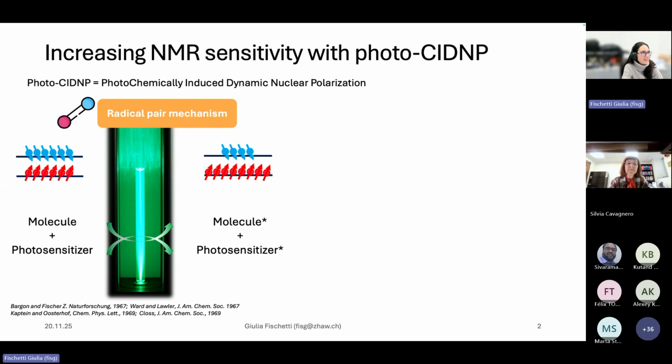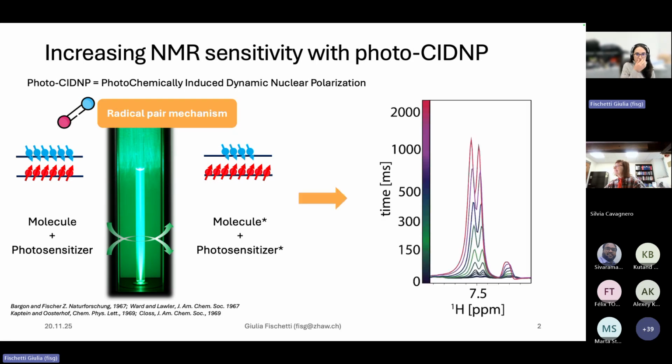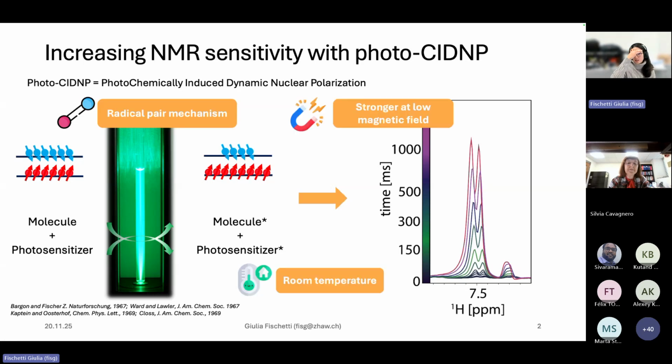So here is a very brief background, since I think we all know what Photo-CIDNP is, and how, with the radical pair mechanism between a molecule and a photosensitizer, it is possible to enhance the sensitivity and the signal of NMR. This effect can be even stronger at low magnetic field, and it can be done at room temperature.